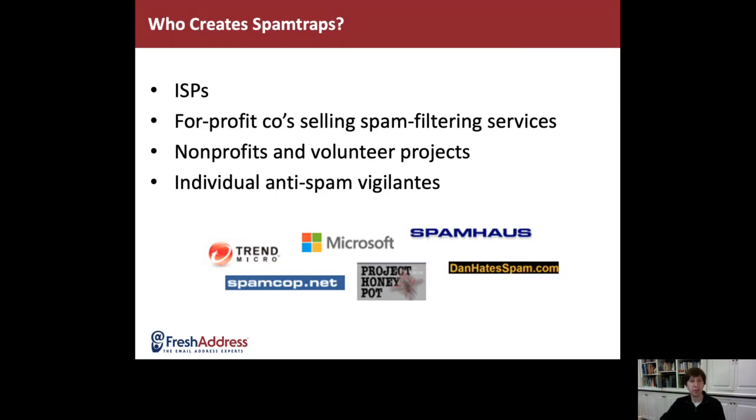Who creates spam traps? Lots of people, honestly, and lots of organizations. To start off with, a lot of internet service providers maintain spam trap networks, and you can imagine why, because they're trying to identify spam and protect their customer base, and they're using spam traps to do that. Of course, there's also a bunch of for-profit companies that are selling spam filtering services, and they run their own spam trap networks, and they use those networks to feed and inform their filtering service. There are nonprofits and volunteer projects, as well as individual anti-spam vigilantes who have some time on their hands, are good at software coding, and build their own little spam trap network, maybe to protect their own network.